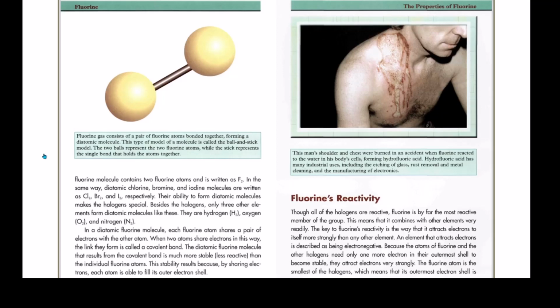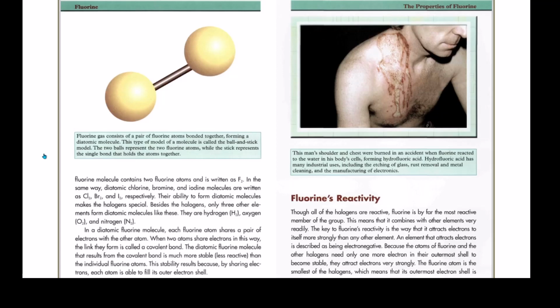This man's shoulder and chest were burned in an accident when fluorine reacted with the water in the body's cells, forming hydrofluoric acid. Hydrofluoric acid has many industrial uses, including the etching of glass, rust removal, metal cleaning, and the manufacturing of electronics.